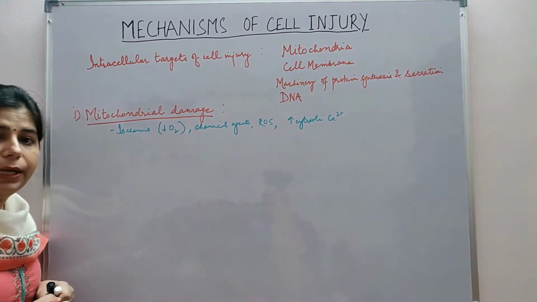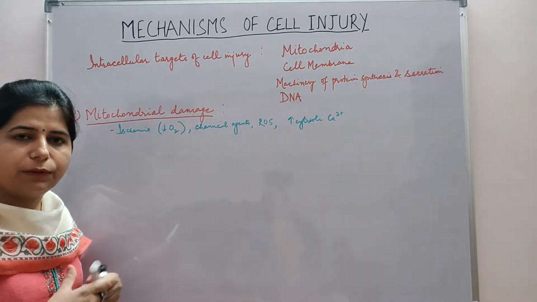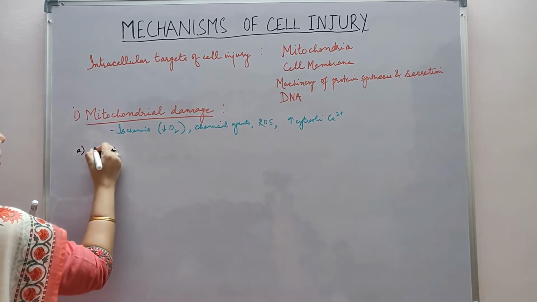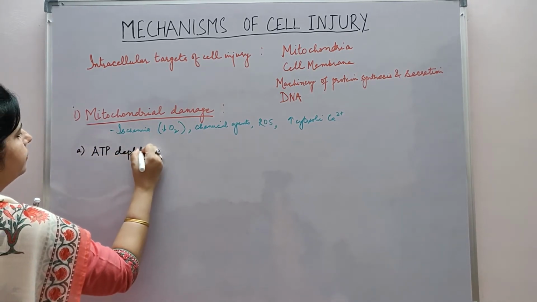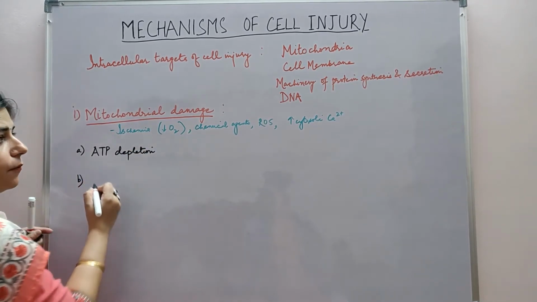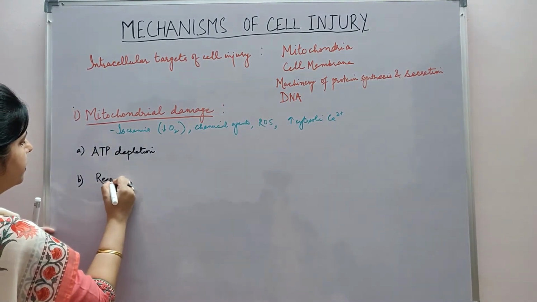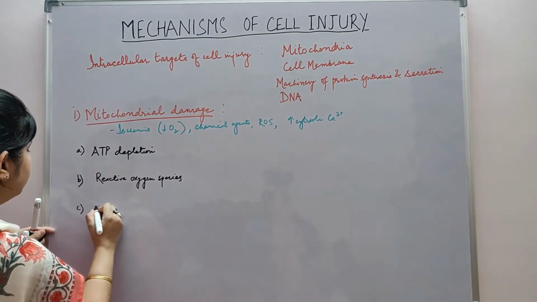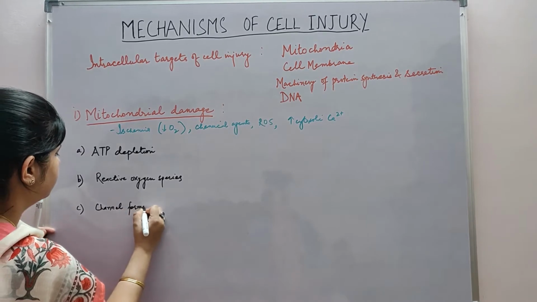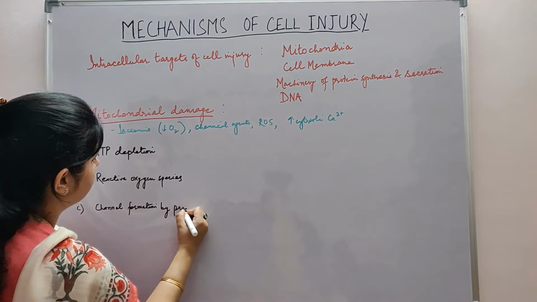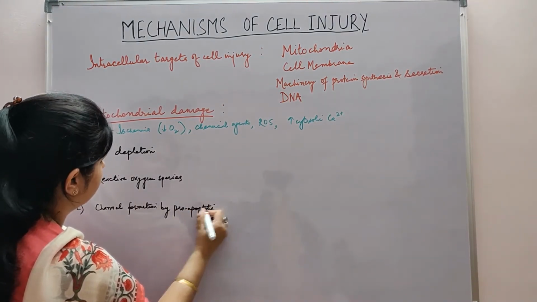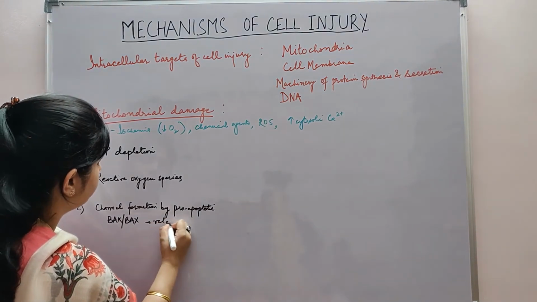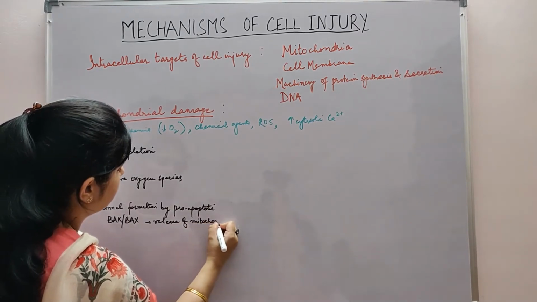So mitochondria are producing ATP. What will be the consequences of mitochondrial damage? There will be ATP depletion. There will be increase in formation of reactive oxygen species. And third, there will be channel formation by pro-apoptotic BAX and BAK proteins that will lead to release of mitochondrial proteins into the cytoplasm.